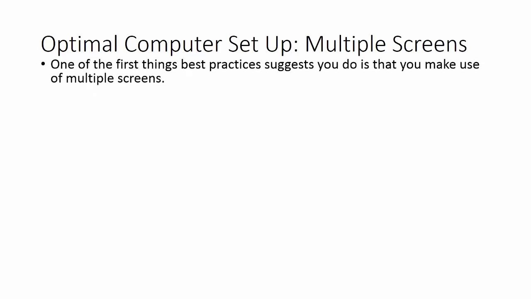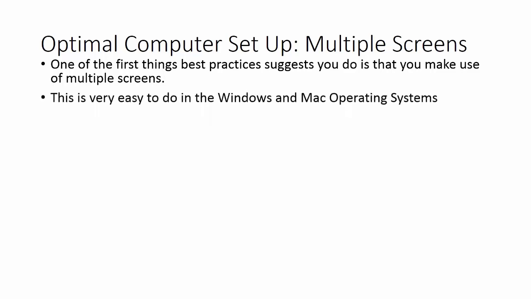One of the first best practices when you are using Camtasia 9 is that you make use of multiple screens, and that can be the screen on your laptop as well as a monitor. It can be the screen on your desktop as well as another monitor. It can be two monitors. The fact of the matter is that you need to make use of multiple screens if you're going to be most effective in screencasting. And making those monitors available and making them work with your operating system is very easy to do in Windows and Mac.